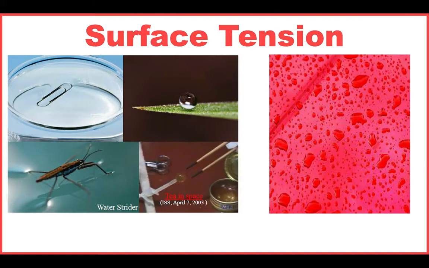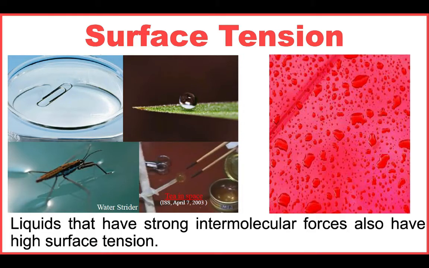Okay, so you have to remember that liquids that have strong IMF also have high surface tension, like water. Okay, so that's one of the relationships between the IMF and the property of a liquid. So high IMF, high surface tension. Water has high surface tension as a result of hydrogen bonds.